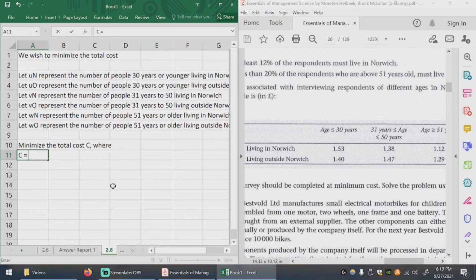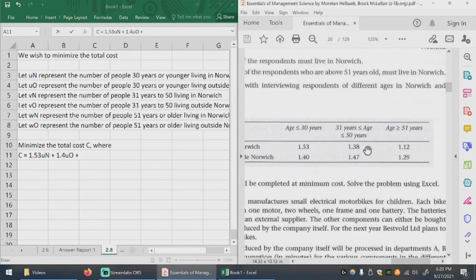equals, well, if I am surveying UN people and it's $1.53 per person, the cost from that group will be $1.53 times the number of people. Age group but outside of Norwich, 1.4 or 40, it doesn't matter, times the number of people in that group. Keep going. Next age group living in Norwich, that will be VN.